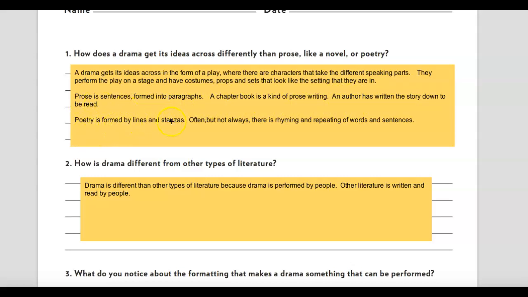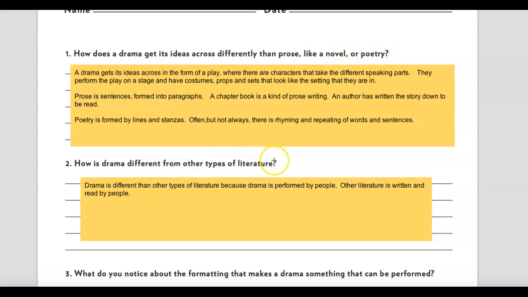Poetry is formed by lines and stanzas. Often, but not always, there is rhyming and repeating of words and sentences. These are very different than drama. Drama gets its ideas across in the form of a play, where there are characters that take the different speaking parts. They perform the play on a stage and have costumes, props, and sets that look like the setting that they are in. So that is how a drama is different than prose, a novel, or poetry.